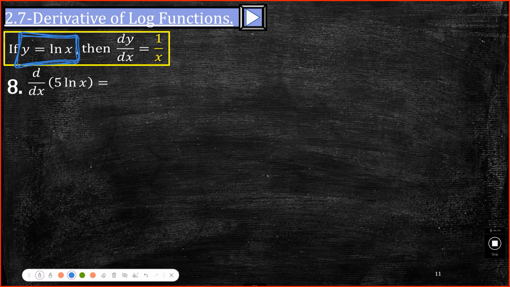All right, number 8. So 5 is just a constant. Then we can take the derivative of ln x. So you can factor the 5 out. So what's the answer? 5 over x.